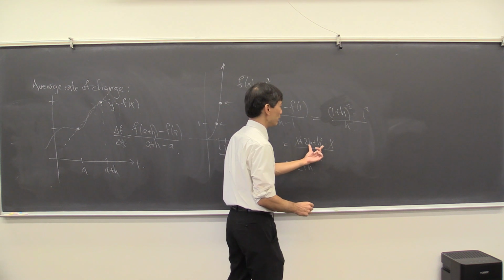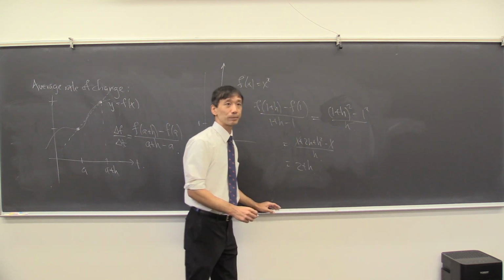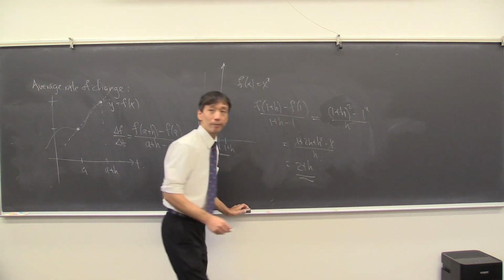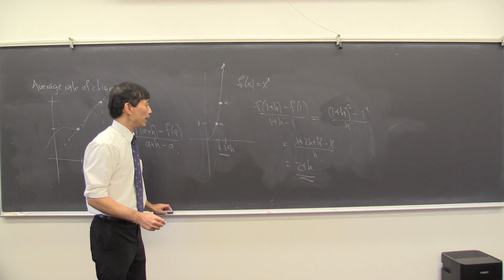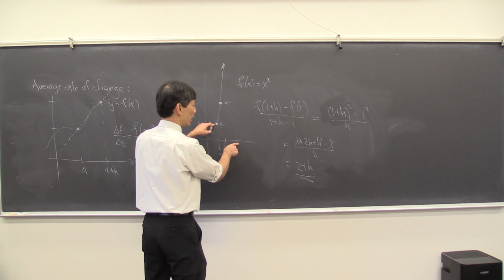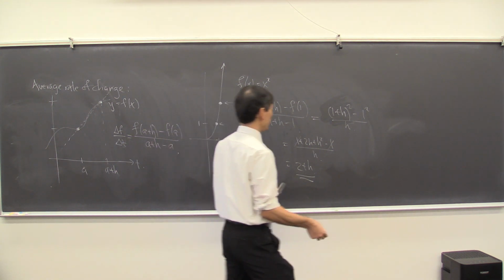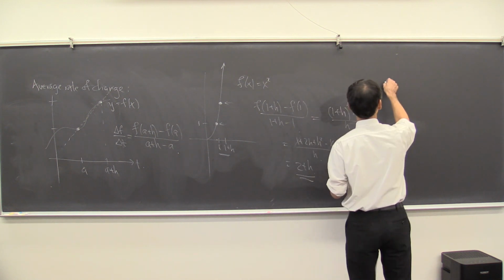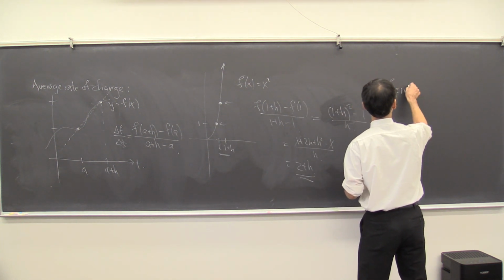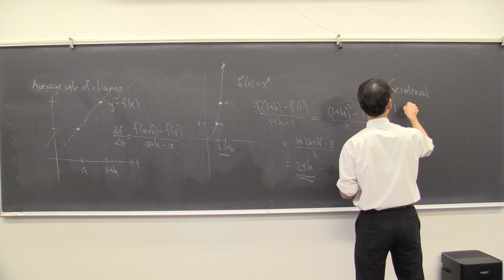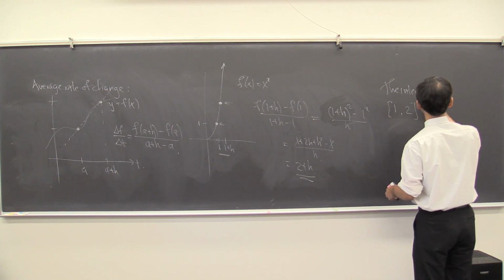You can factor out an h on the top and the bottom. Right, so you get 2 plus h. Okay, so that tells you that the rate of change is 2 plus h, right? So if we look at the interval 1, 2, what's the average rate of change?